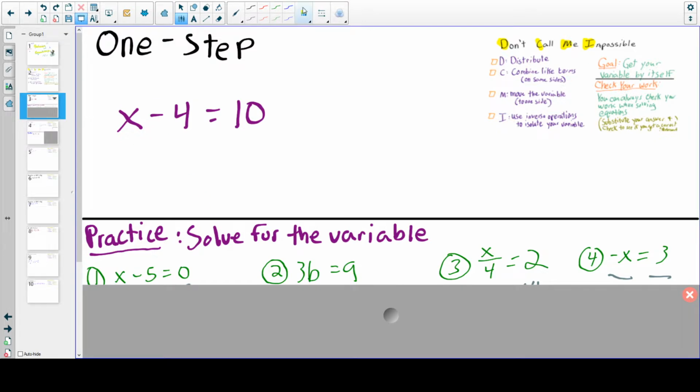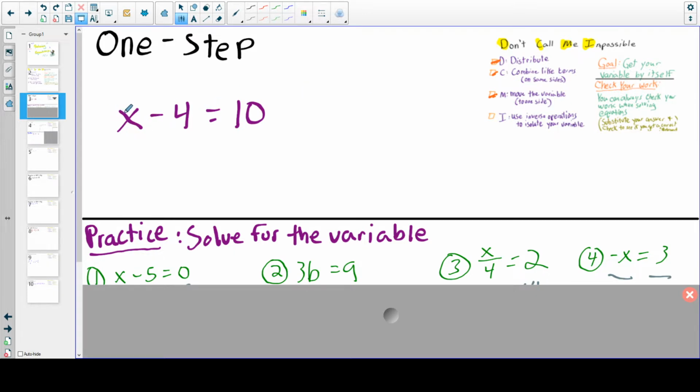So let's do an example together. If I have a one-step equation, and it's a one-step equation because it's going to take us one step to get there, I've got to solve for x. Can I distribute here? No. Can I combine like terms? No, these are not like terms, and this is 10, so we can't do anything there. Should I move my variable to one side? Well, my variable is already on one side. So the only thing that's left is use inverse operations to isolate your variable.